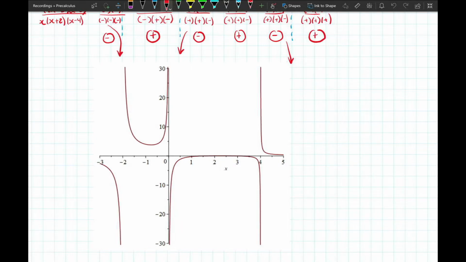Now, if we want to use a little notation here, we can use an arrow to say something approaches a value. So we could describe the behavior around x equals -2.